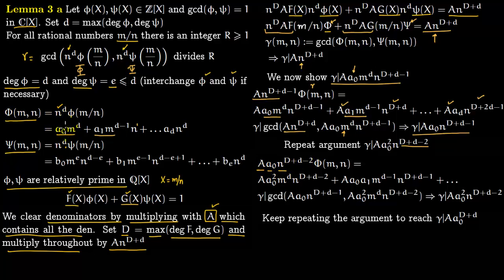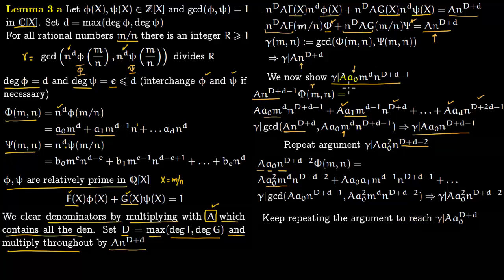So a0 m^d you keep as such, but now you're going to multiply by a0, so you get a0 squared m^d, as you can see, and everything remains as such. So again you multiply here, you get a0 a1, so a0 a1 m^{d-1} remains as such, and then you have n to the power of 1 multiplied by n^{D+d-2}, so that becomes n^{D+d-1}, and so on.